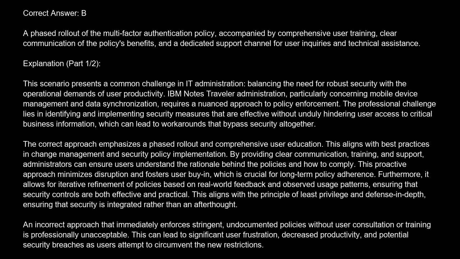By providing clear communication, training, and support, administrators can ensure users understand the rationale behind the policies and how to comply. This proactive approach minimizes disruption and fosters user buy-in, which is crucial for long-term policy adherence. Furthermore, it allows for iterative refinement of policies based on real-world feedback and observed usage patterns, ensuring that security controls are both effective and practical. This aligns with the principle of least privilege and defense in depth, ensuring that security is integrated rather than an afterthought.